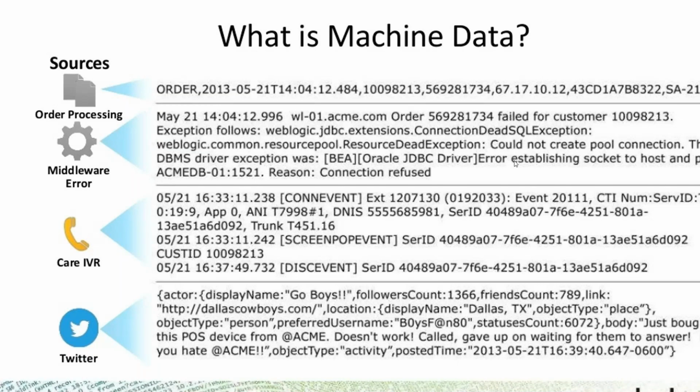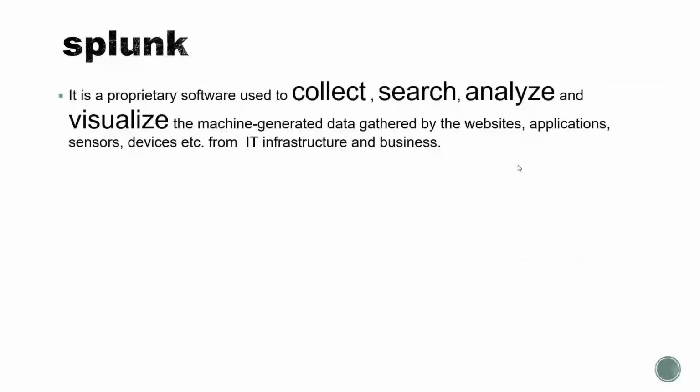So what is Splunk basically? Splunk is a software that is used to collect, search, analyze and visualize machine generated data. As I mentioned, machine generated data can be logs, or something like router output, or firewall data, or IoT devices.